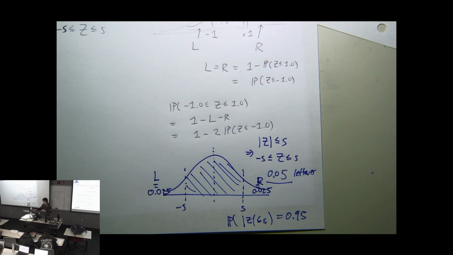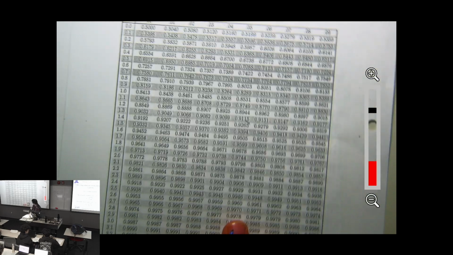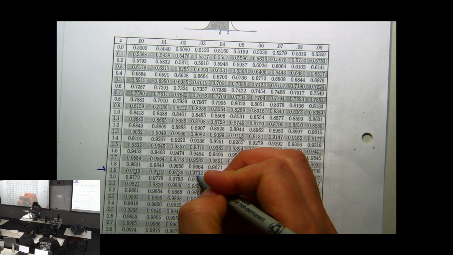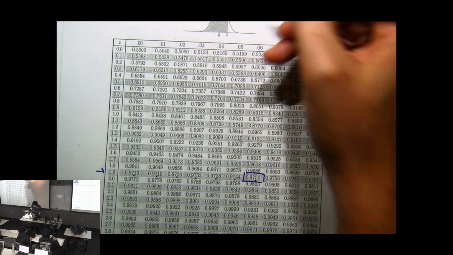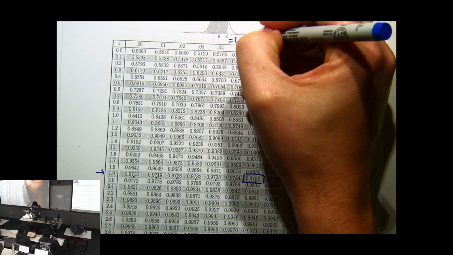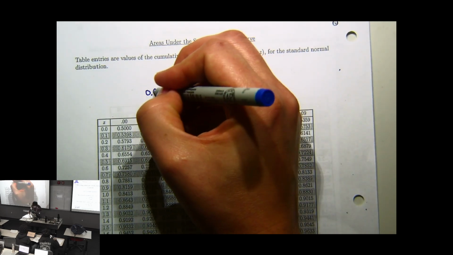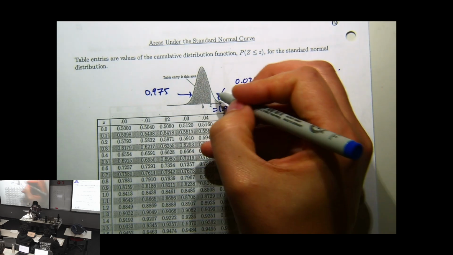So let's look up on the table and see. 1.96. You can either look up plus 1.96, which would be, 1.9 is here, 0.0, 0.1, 0.2, 0.3, 0.4, 0.5, 0.6 is 0.975. So that is saying if you look all the way at z equals 1.96, then this area is 0.975, and the leftover area is 0.025, and that is exactly what we want.